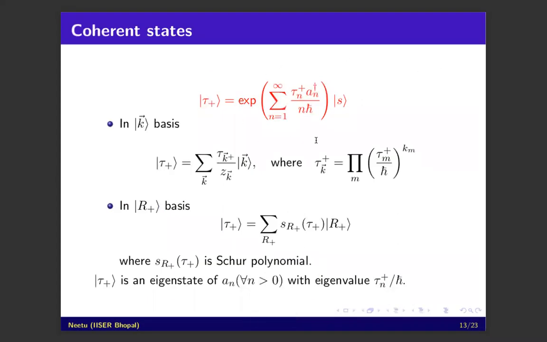Then we can define coherent states. So this is how the coherent state looks, and we can write it in either of these bases, the K basis or the R basis. This S_R plus is a Schur polynomial, which is nothing but the character of a unitary group. And by definition, tau plus is an eigenstate of this annihilation operator a_n. In this case, the eigenvalue is given by tau_n over h bar.